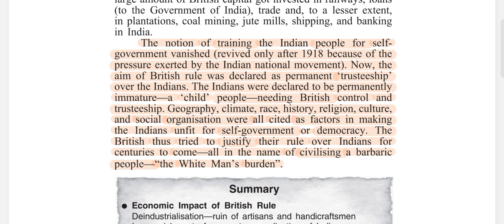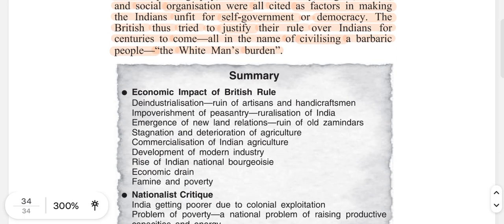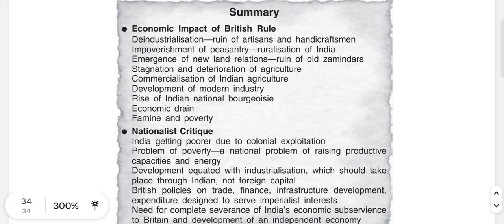Summary. Economic impact of British rule. Deindustrialisation. Ruin of artisans and handicraftsmen. Impoverishment of peasantry. Ruralization of India. Emergence of new land relations. Ruin of old zamindar. Stagnation and deterioration of agriculture. Commercialization of Indian agriculture. Development of modern industry. Rise of Indian national bourgeoisie. Economic drain. Famine and poverty.